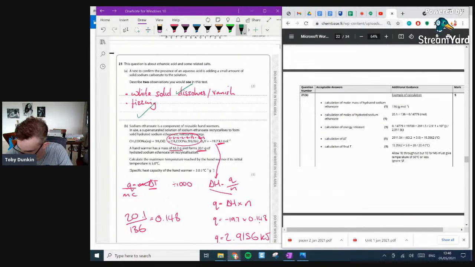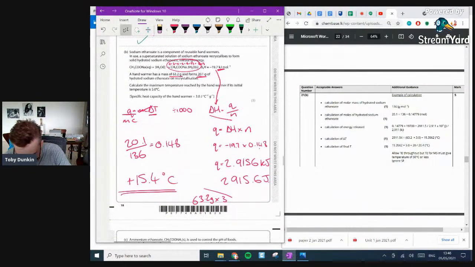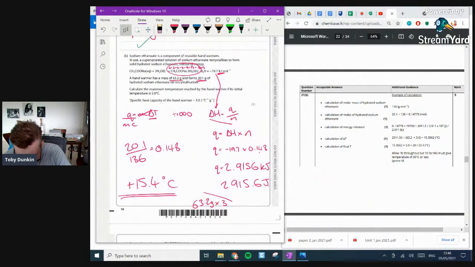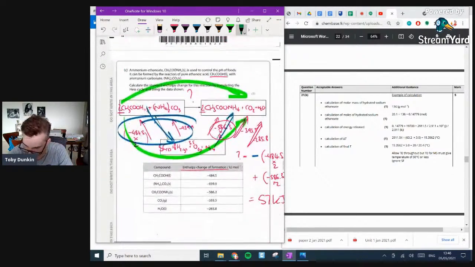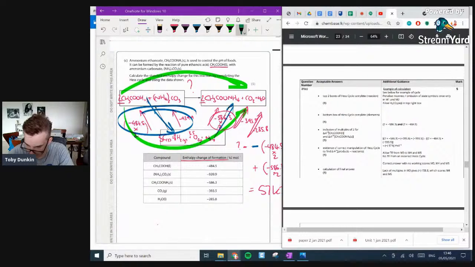Made a mess of this calculation though, didn't I? Oh, I've still got it wrong. Oh, did they want the final temperature? Calculate the maximum temperature reached. All I had to do was add those two together. So I get all but the last mark. 4 marks. What I should have done is 5 plus 15.4 to give me 20.4 degrees Celsius. Yeah, my bad. It's been a long day, folks. Papers are hard.